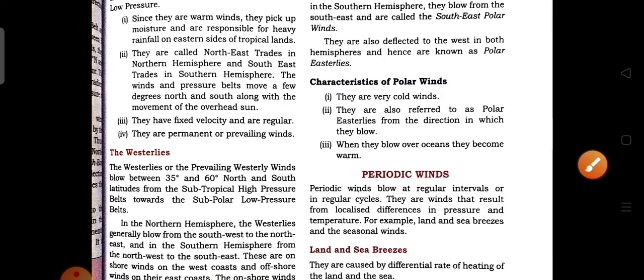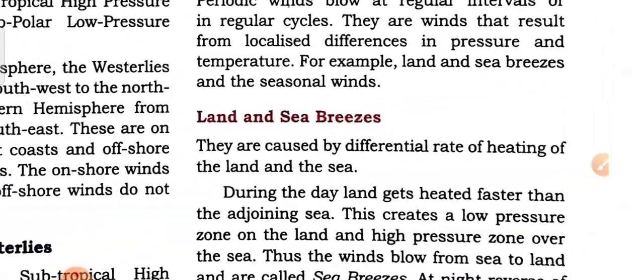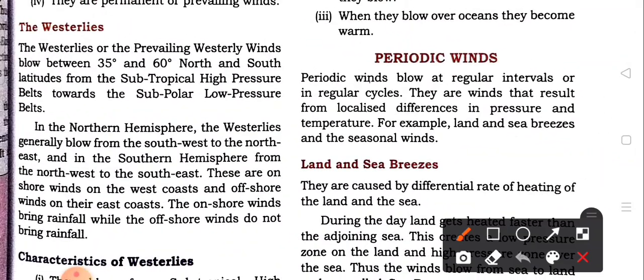We are done. We have covered the permanent wind. Now we are going to the periodic wind. First we learn what we mean by periodic wind. Periodic wind blows at regular intervals. The permanent wind blows throughout the year, but the periodic wind is not continuous. It blows at a regular interval in a regular cycle.